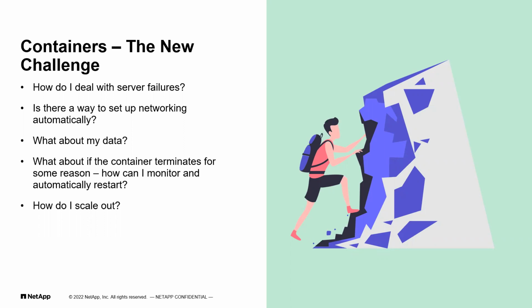So how do you deal with things like server failures? Take the example of BusyBox, where I was passing in a volume. Let's say the server goes down. How do I deal with that? How do I run BusyBox somewhere else? Is there an automatic way to set up networking?